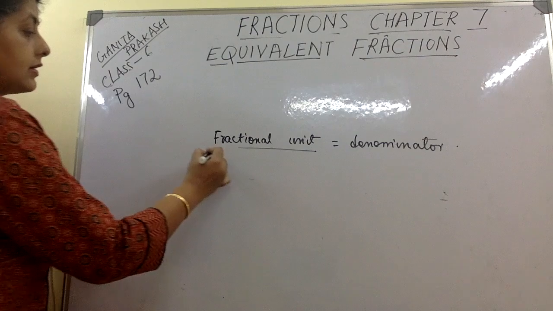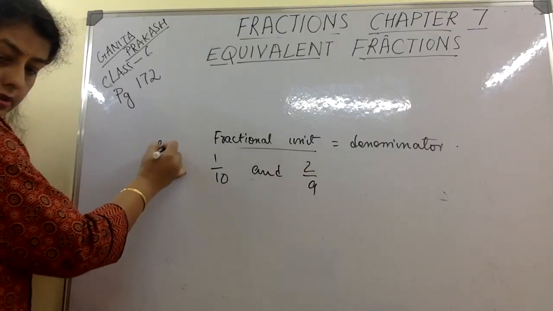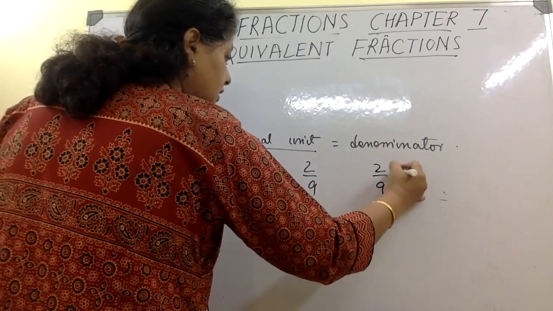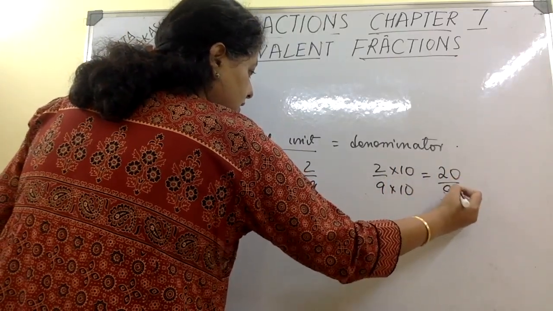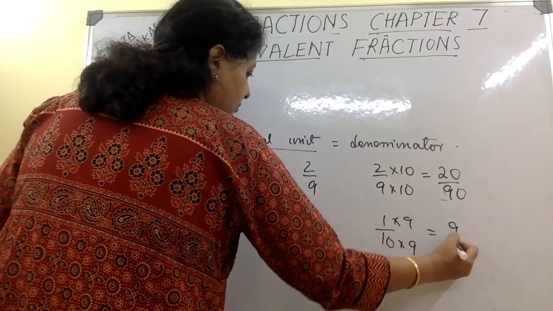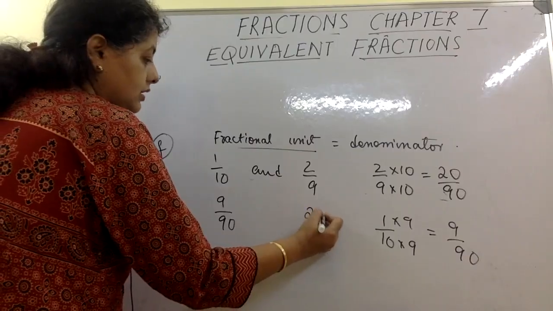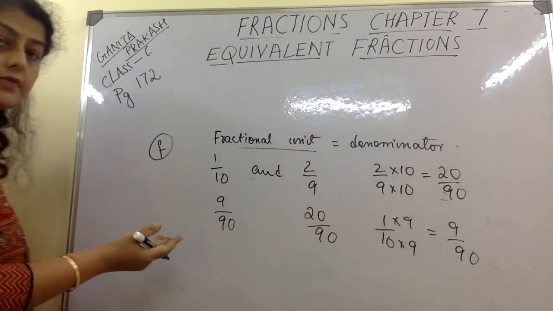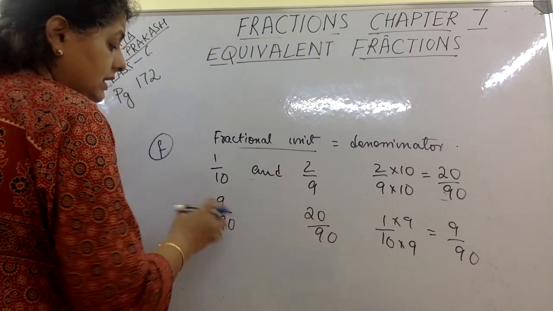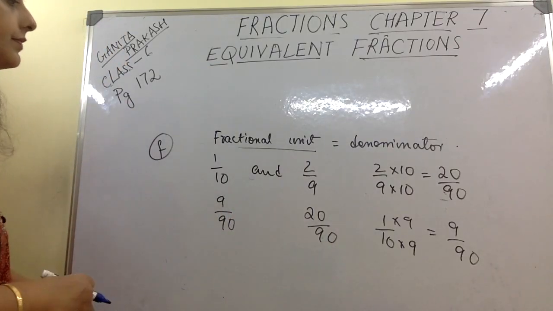Okay, 1 by 10, 2 by 9. 1 by 10 and 2 by 9. Here, this is question F. I want my LCM, which is 90. 2 by 9 into 10 into 10, 20 by 90. Okay, 1 by 10 into 9 into 9, 9 by 90. So this is 9 by 90 and it is 20 by 90. So now what do I have? 9 by 90 and 20 by 90. These are the same fractional units. See, 90 and 90.